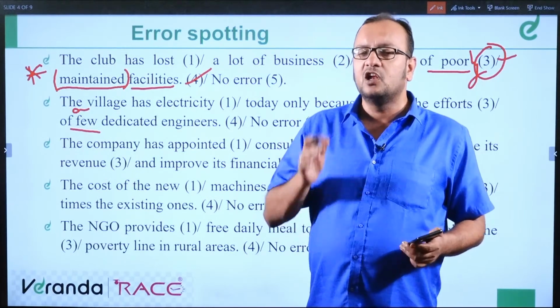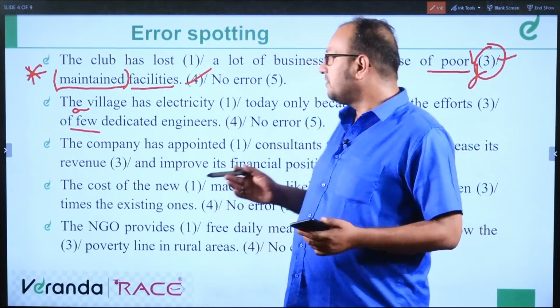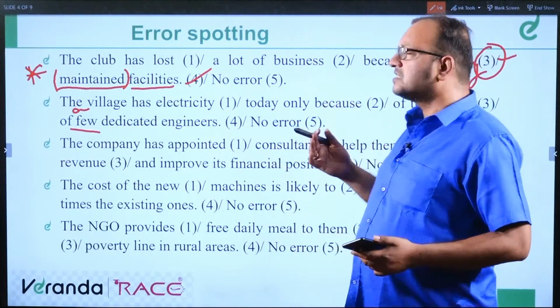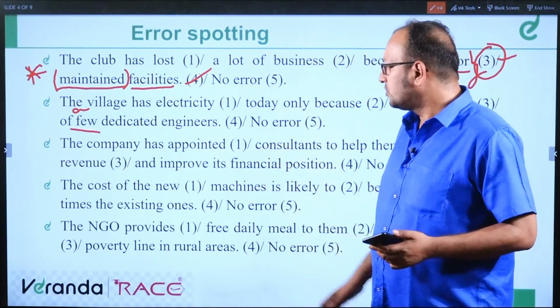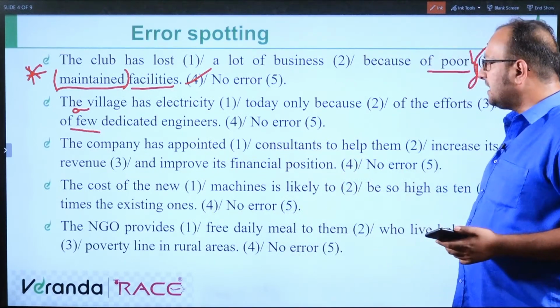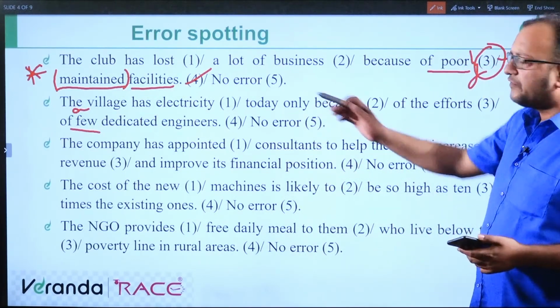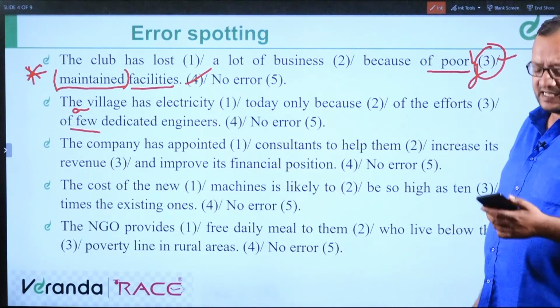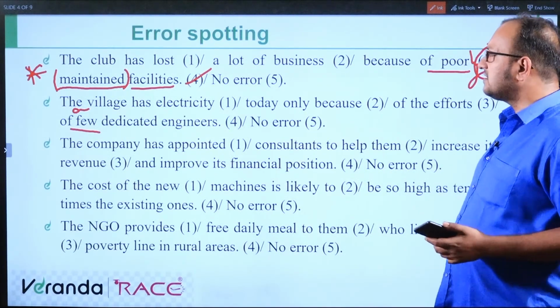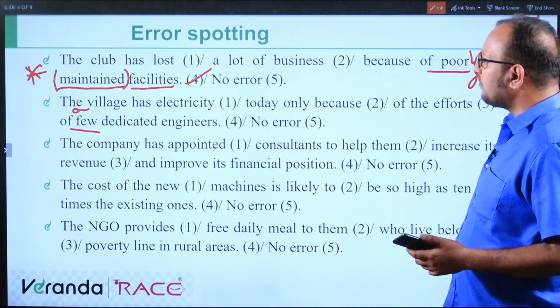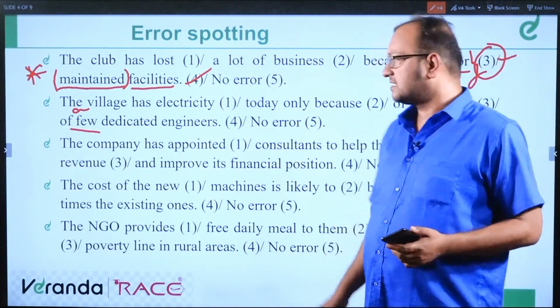But your question is quite logical. We would say because of poor maintenance facilities. Sounds good, but let us come back to this question. So the next question: the company has appointed consultants. So this is a few dedicated engineers, which means some dedicated engineers. Okay, Ranjit, very good question. The village has electricity today because of the efforts of a few, meaning some, dedicated engineers. Next question.